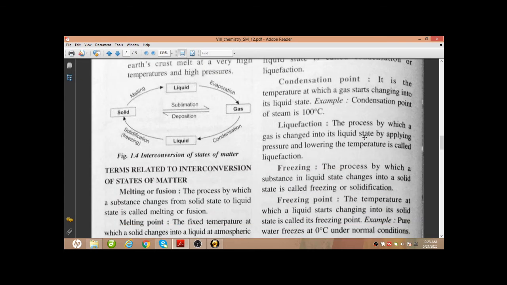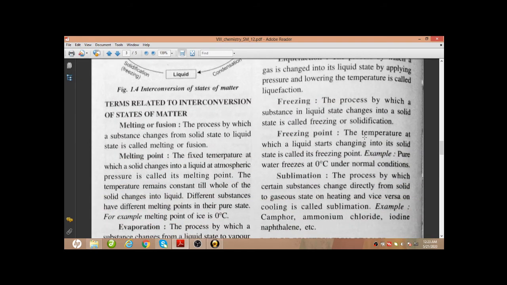Now there are a few terms related to this interconversion of states of matter. This we know already, that is fusion or melting, evaporation, freezing, and all. Here we will be discussing the melting point and freezing point. So what is melting point? There is a fixed temperature at which a solid changes into a liquid at atmospheric pressure. That temperature is called its melting point.